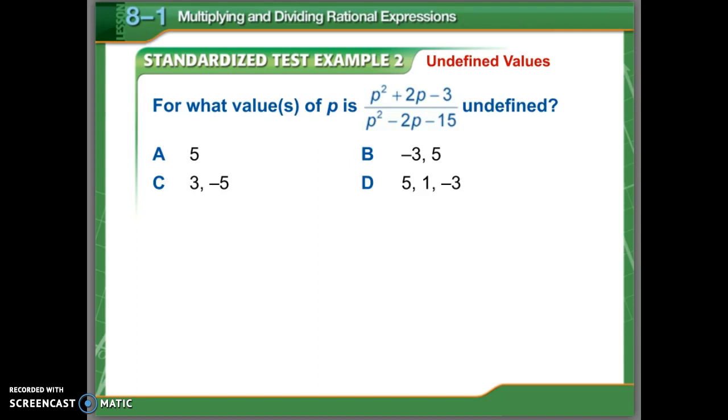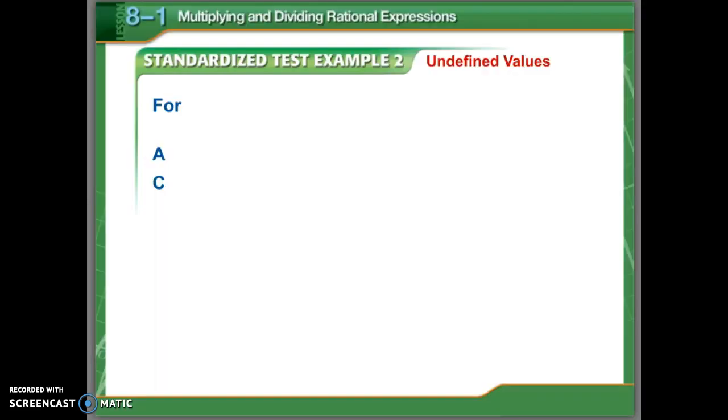All right, example 2. This is something that you might see on the SAT. It says, for which value or values of p is the fraction p squared plus 2p minus 3 over p squared minus 2p minus 15 undefined? So we want to figure out what values of p make this denominator equal to 0. You can see that this is a quadratic expression, and so we're going to try to factor this and find the factors that would make it equal to 0.